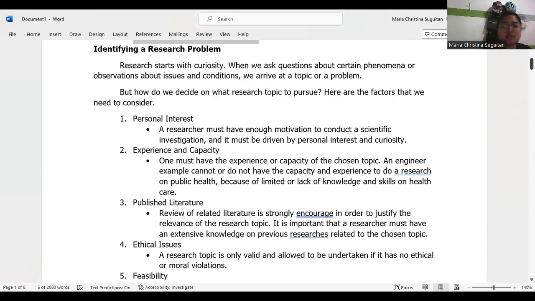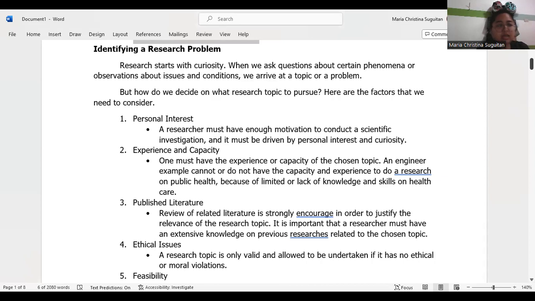Okay, so how do we decide on what research topic to pursue? These are the factors that we need to consider. Okay, so first, sabi ko nga, personal interest, kung saan kayo interesado. Kung saan kayo curious. So a researcher must have enough motivation to conduct a scientific investigation. It must be driven by personal interest and curiosity. Okay, interest and curiosity. What else?